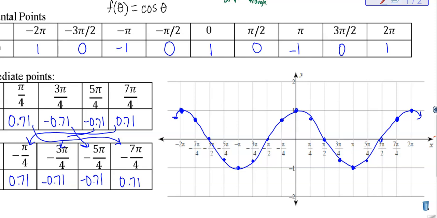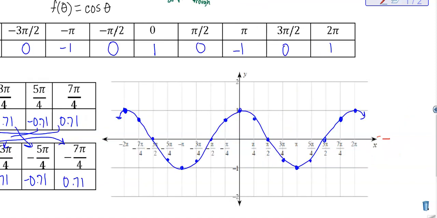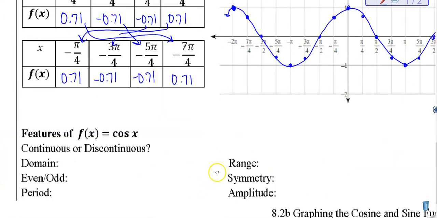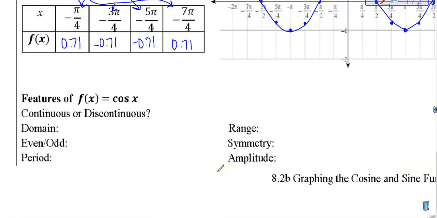Now remember what your homework is to do, is to sketch the cosine function over the interval 0 radians to 4 pi radians. It'll look just like this, except that you're going to have to extend it out to 4 pi. Okay? All right, so let's look at some of its properties now that we have drawn it. Give me some features.